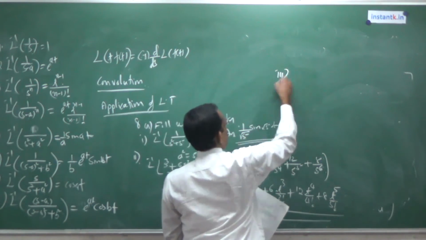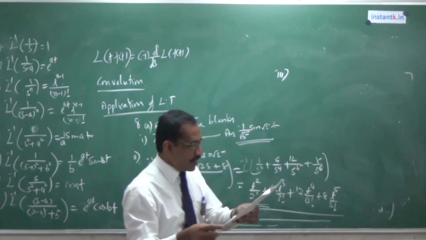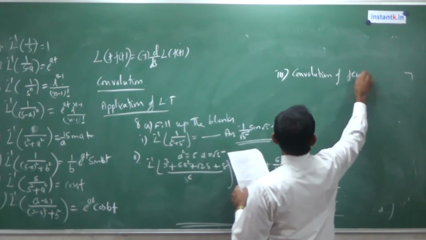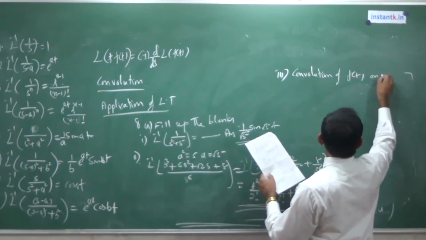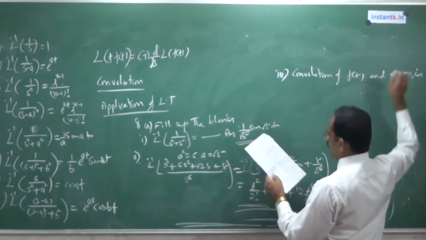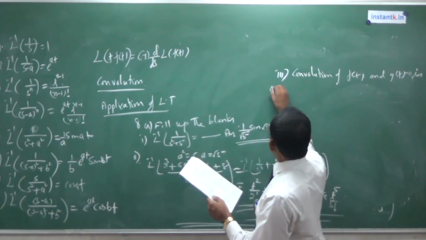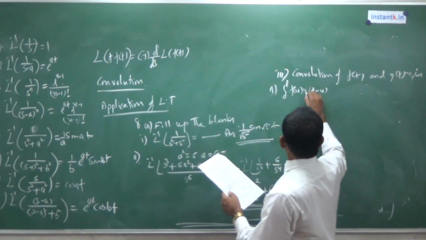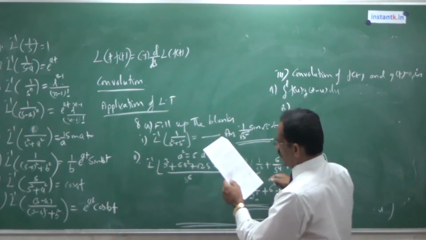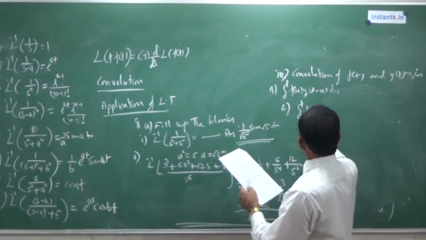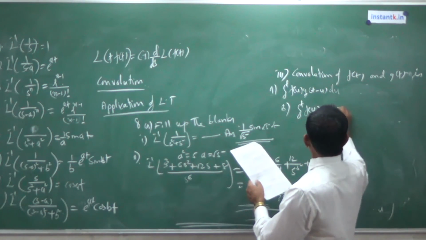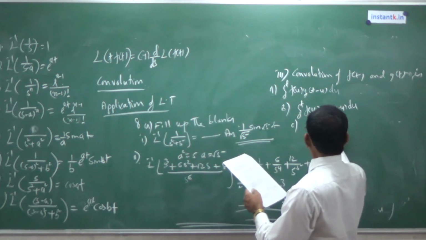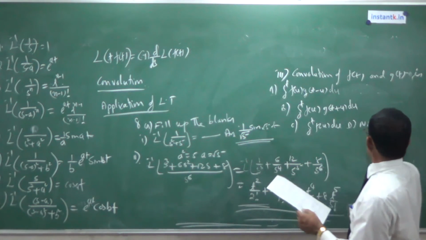Next, the third question asks: the convolution of f of t and g of t is given by, first option, integral 0 to t of f of u into g of t minus u du. The second option is integral 0 to t of f of u into g of t plus u du. The third is integral 0 to t of f of u du. D is none of these.